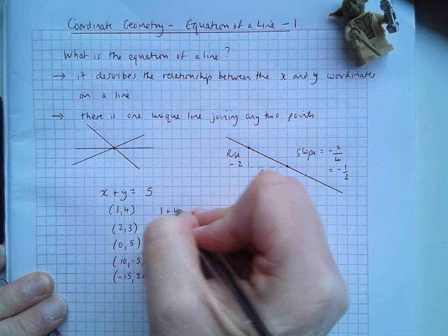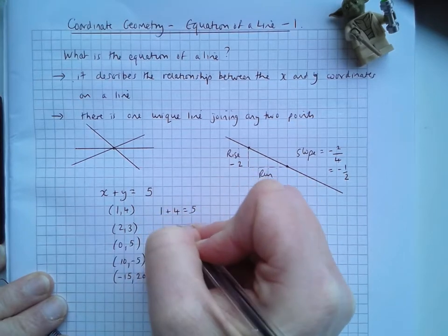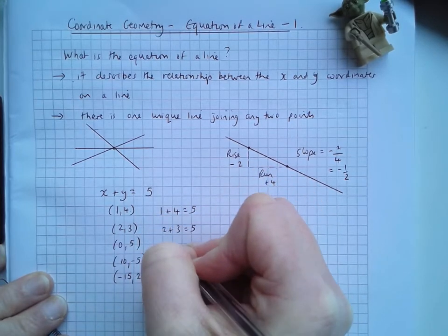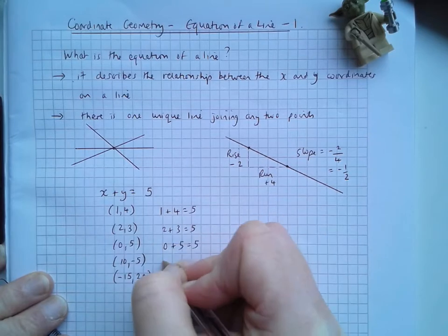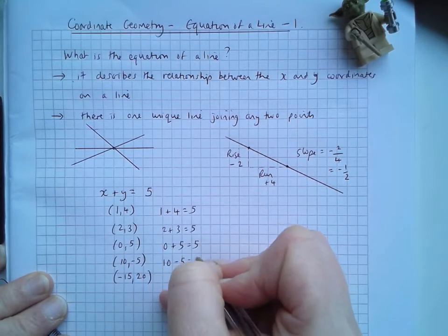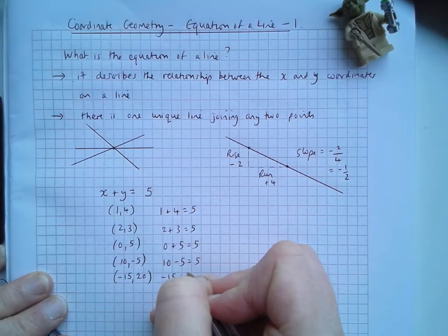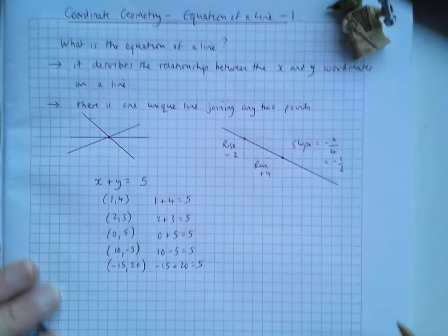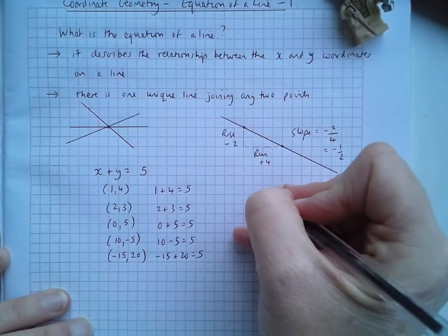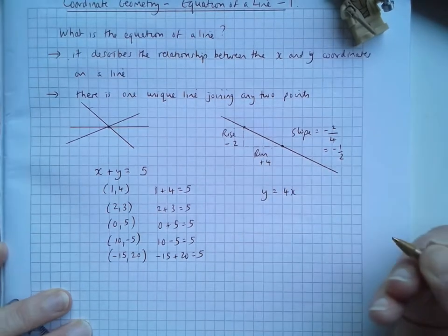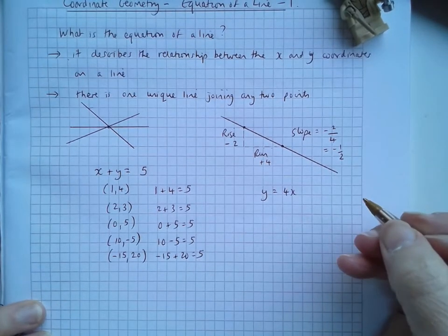1 plus 4 equals 5. 2 plus 3 equals 5. 0 plus 5 equals 5. 10 minus 5 equals 5. -15 plus 20 equals 5. Okay? Or say we had the line y is equal to 4x. Can you come up with 5 points on that line? Pause the video.